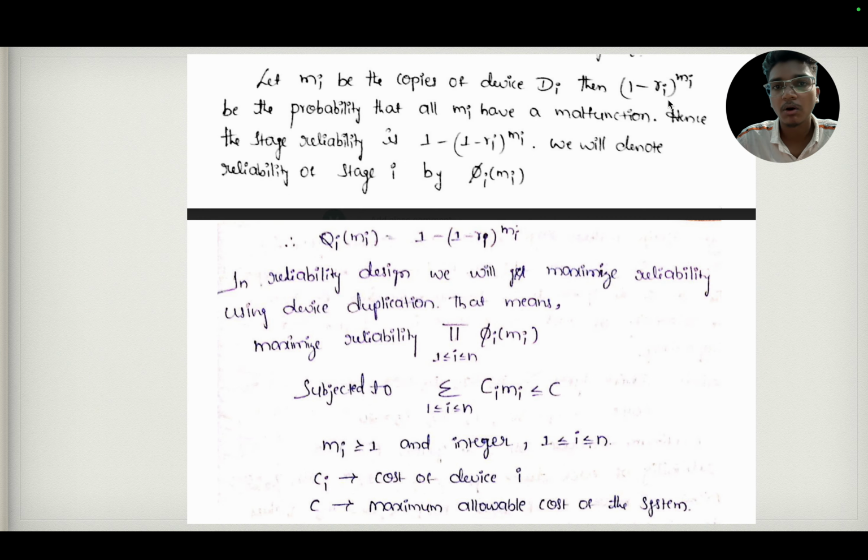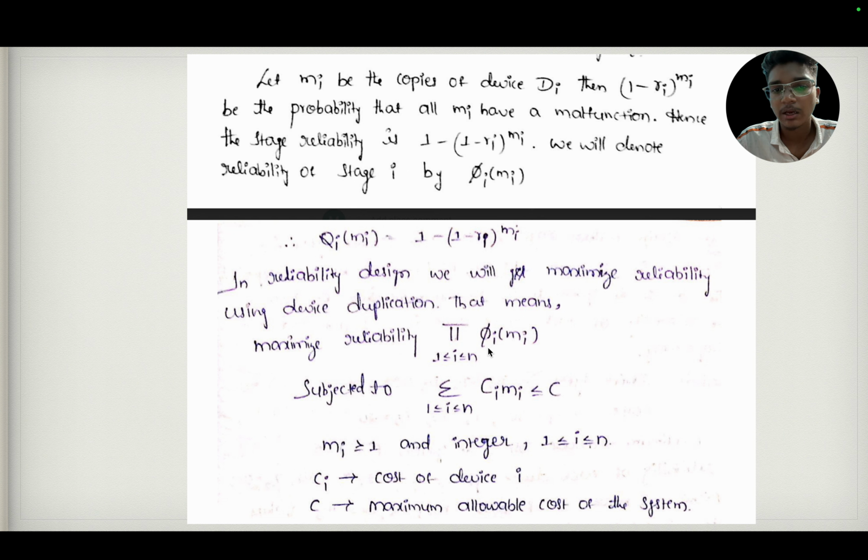Then the probability that all mi copies malfunction is (1 minus ri) to the power mi, hence the stage reliability is 1 minus (1 minus ri) to the power mi. We will denote the stage reliability by phi i of mi. Then phi i of mi equals 1 minus (1 minus ri) to the power mi. In reliability design, we maximize reliability using device duplication.